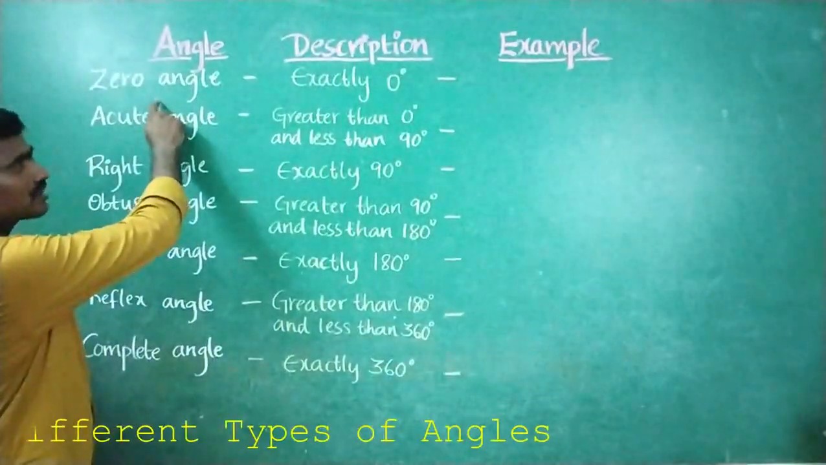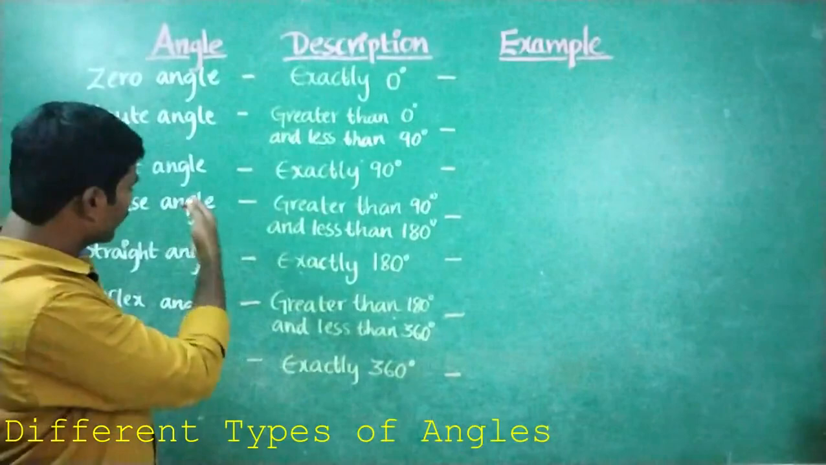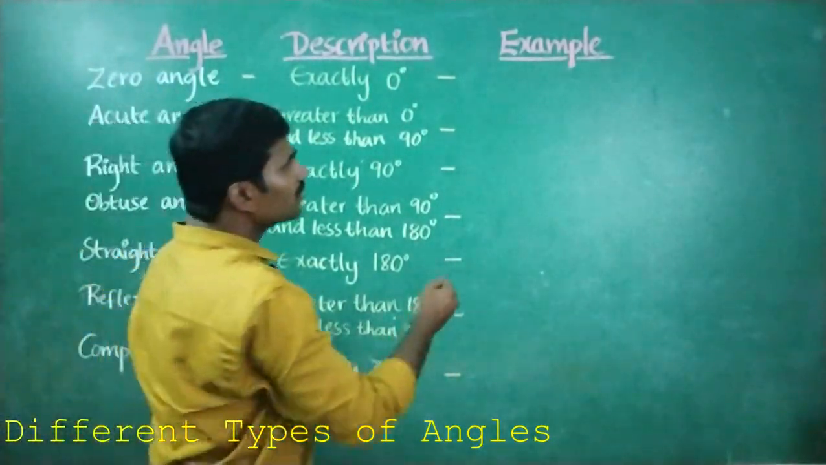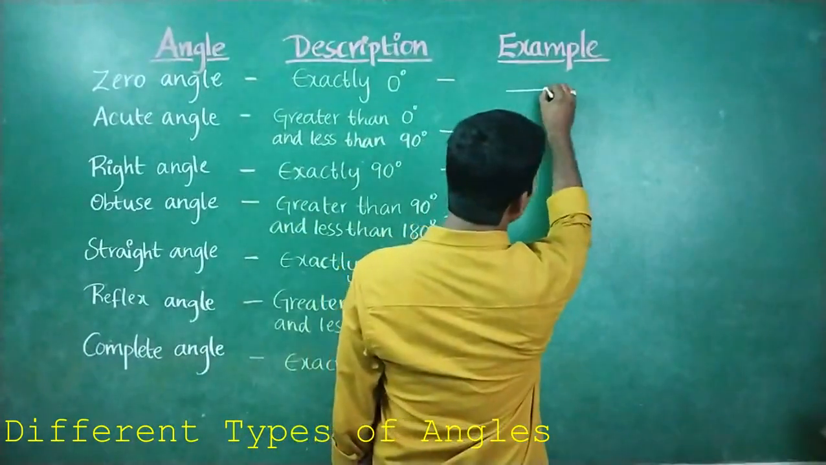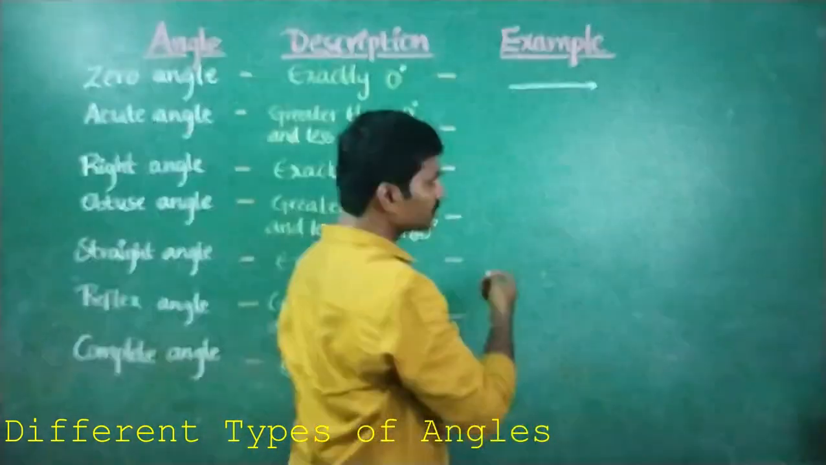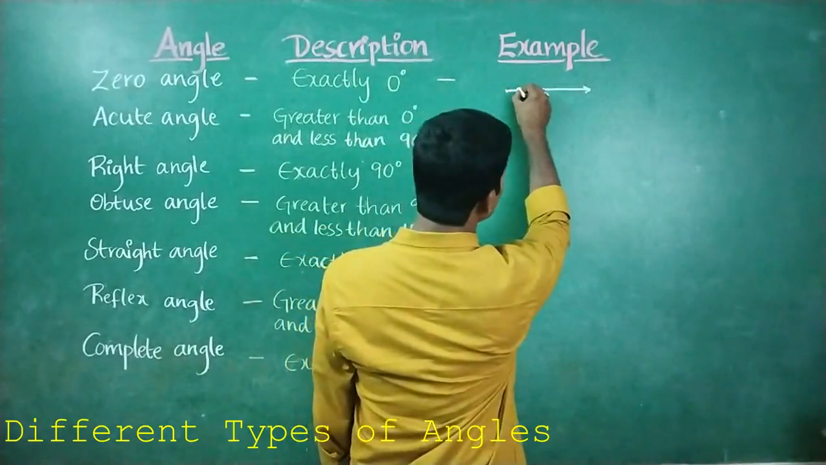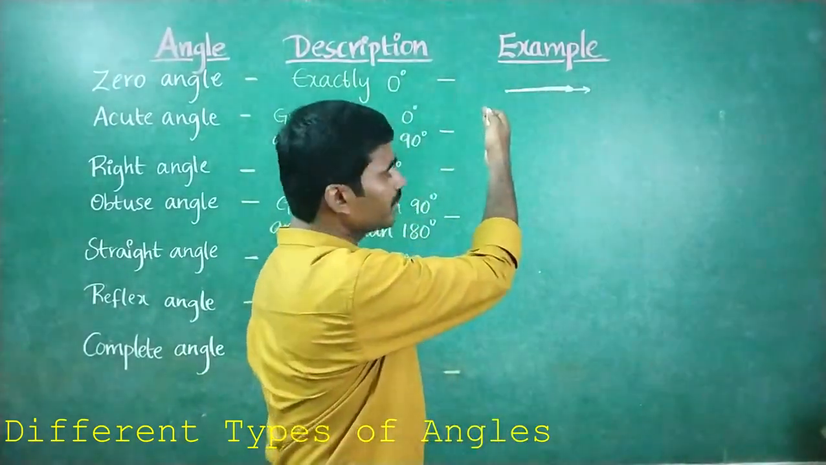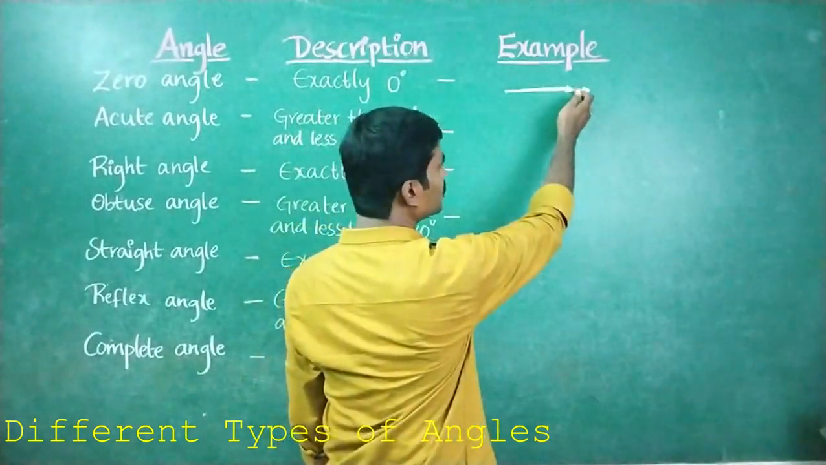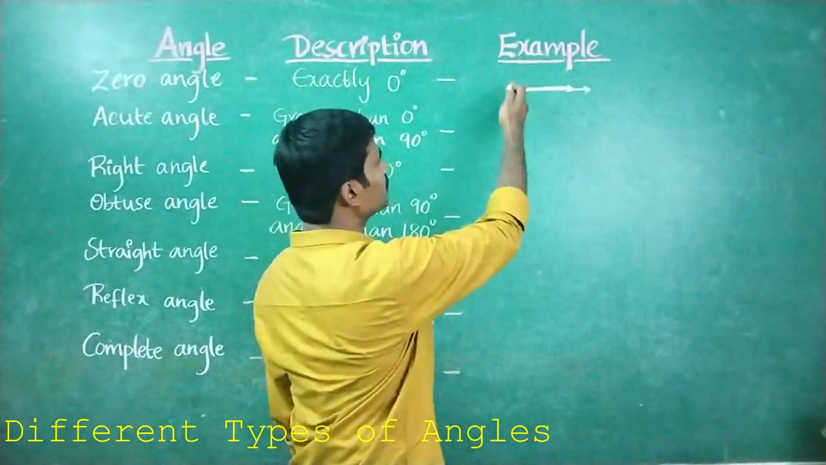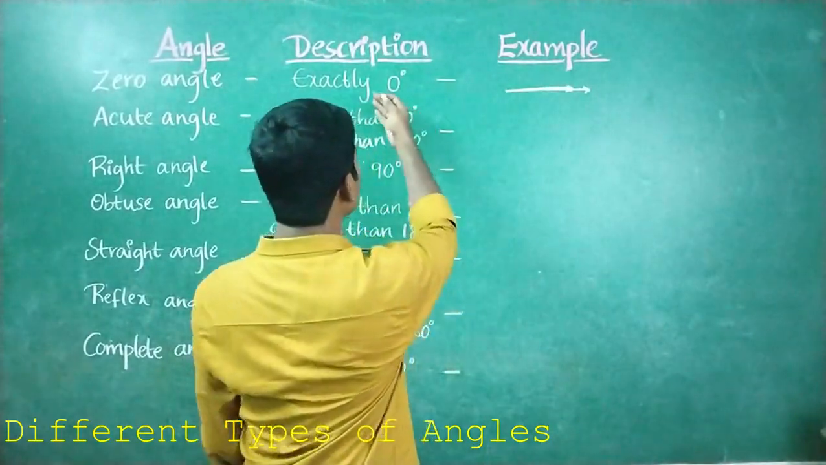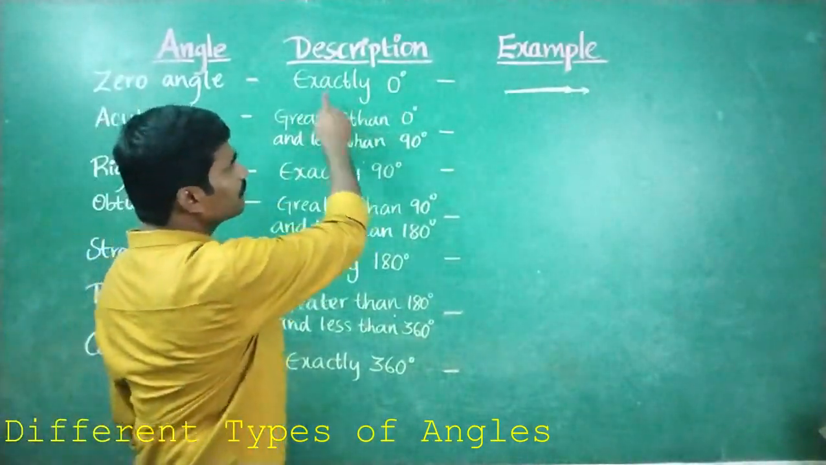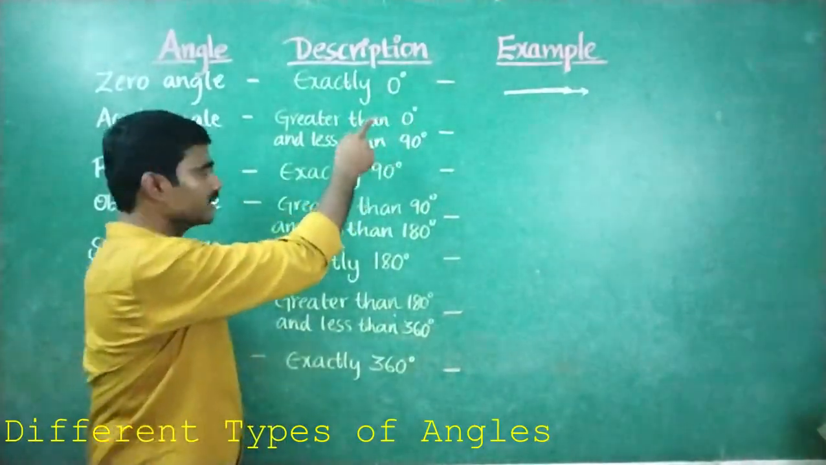Types of angles. There are different types of angles. First one, zero angle. The measurement between two rays. This is the initial ray. This is the terminal ray. There is no angle between these two rays. So here the angle is 0. This type of angle is called a zero angle, that means the angle which is exactly 0 degrees.